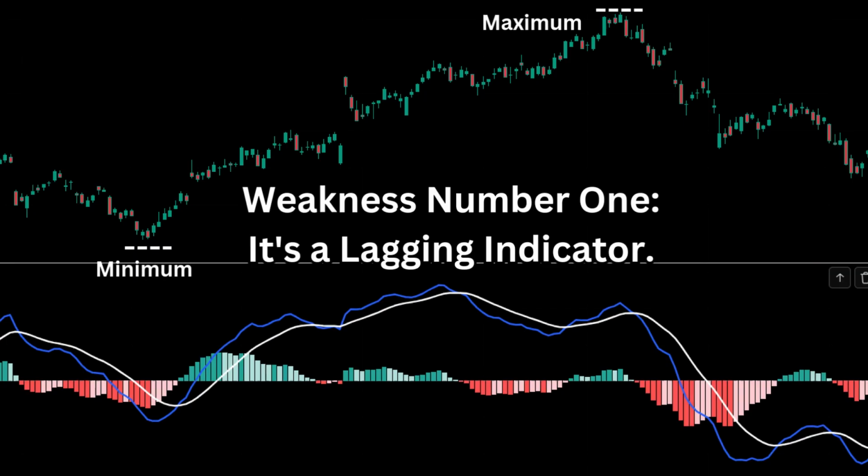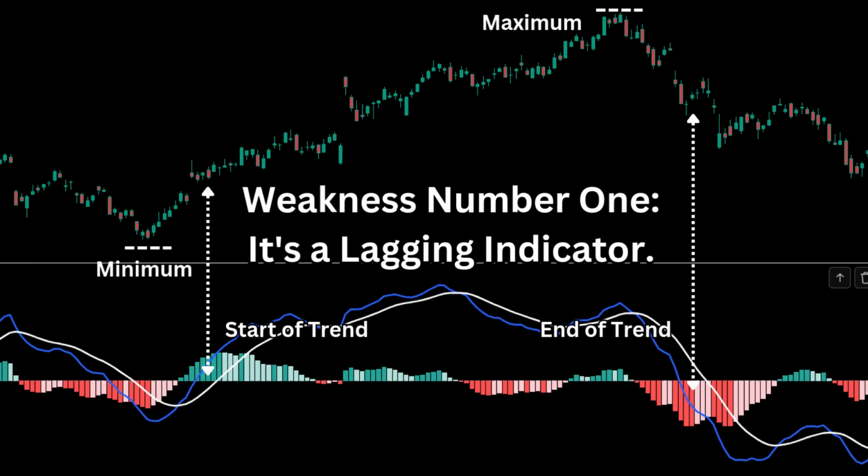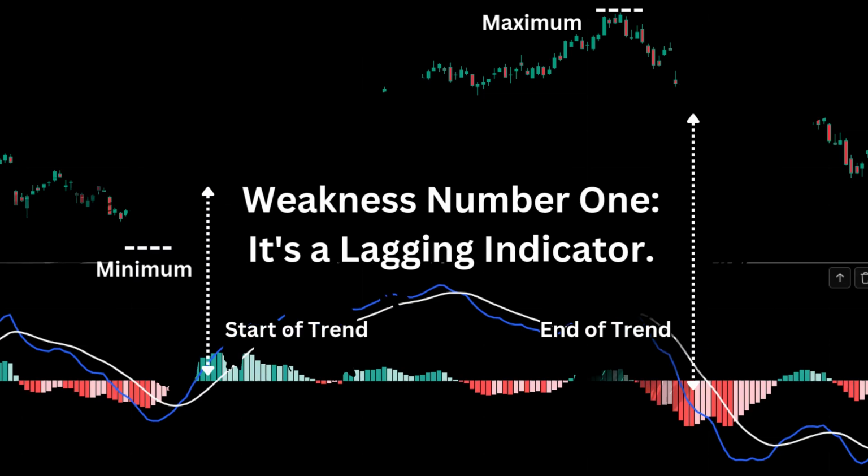The MACD is built from moving averages, and moving averages are calculated using past price data. By definition, the MACD will always react to what the price has already done. It will never give you a signal at the exact bottom or the exact top of the market. Its crossover signals, therefore, will often arrive after a significant portion of the price move has already occurred. The MACD doesn't predict, it reacts.